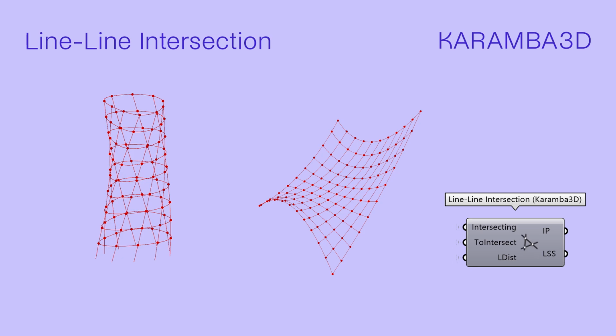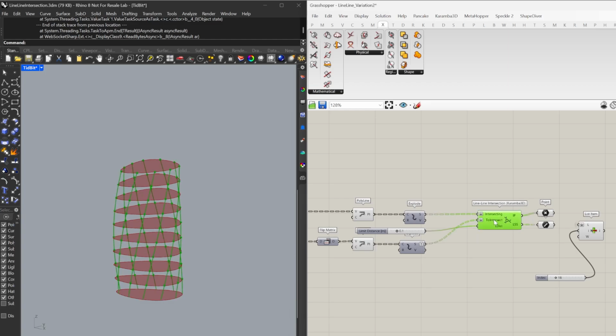Hi everyone, in this video I will show you the line-line intersection component and how you can use its features. As a first example for this video, I'll look at a simple tower-like sketch made of vertical and horizontal elements.